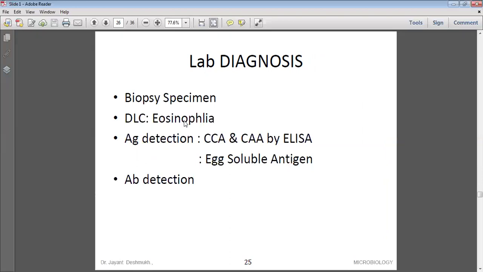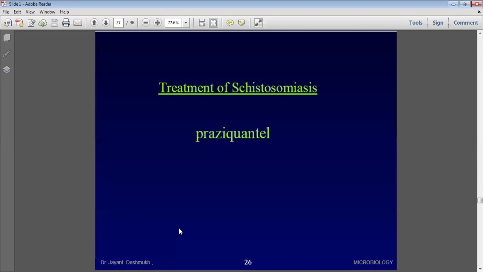Suppose we do DLC: eosinophilia, IgE level is more, antibody detection. I'm not going into detail about the diagnosis, because they collect the urine and stool, then demonstrate, draw the diagram of egg, and serological reaction, detection of egg soluble antigen by ELISA technique. And draw the diagram of egg. This characteristic egg indicates it is schistosomiasis. Treatment: praziquantel.